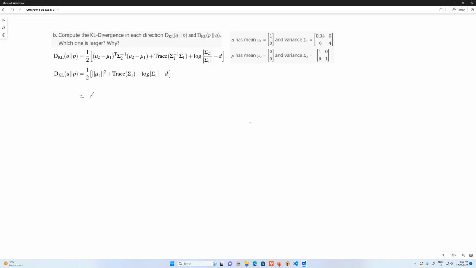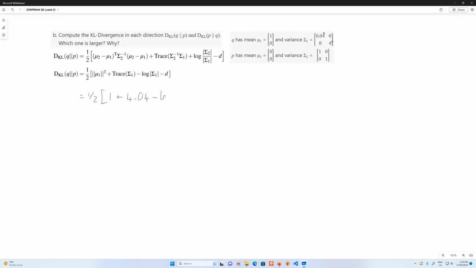And it starts off as 1/2. And then in the brackets, we have the L2 norm of the Q distribution mean vector squared. So that ends up being the square root of 1 squared, which ends up just being 1. So that's the first term. And we add to that the trace of the covariance matrix for distribution Q. Now the trace is simply just the sum of the values on the diagonal of the matrix. So that's 0.04 plus 4.